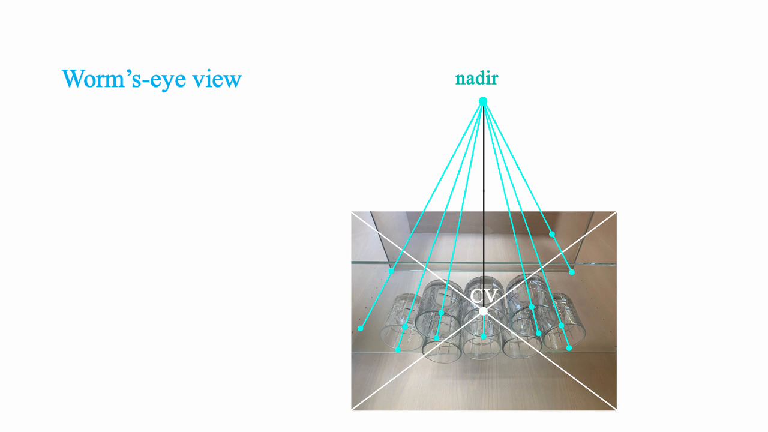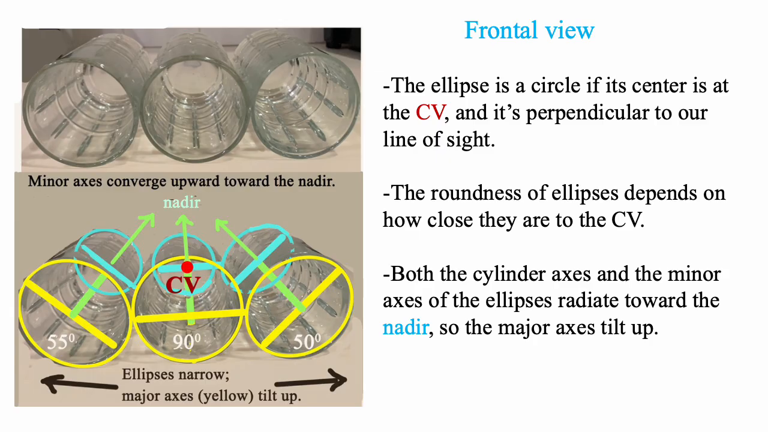A worm's eye view is the opposite of a bird's eye view. Here we're looking up at the glasses. So the center of vision is again the center of an uncropped photo, and the perspective lines go to this point up here, as do the minor axes of the ellipses. And although it's the highest point, I'm still going to call it the nadir, just to be consistent with the rest of the pictures.